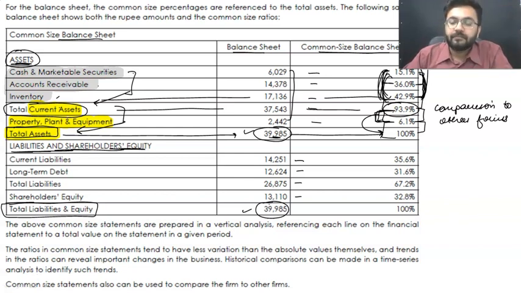And if you make a total of both of them, that will be the figure which will be given to you, that will be total assets. That is going to be total assets.